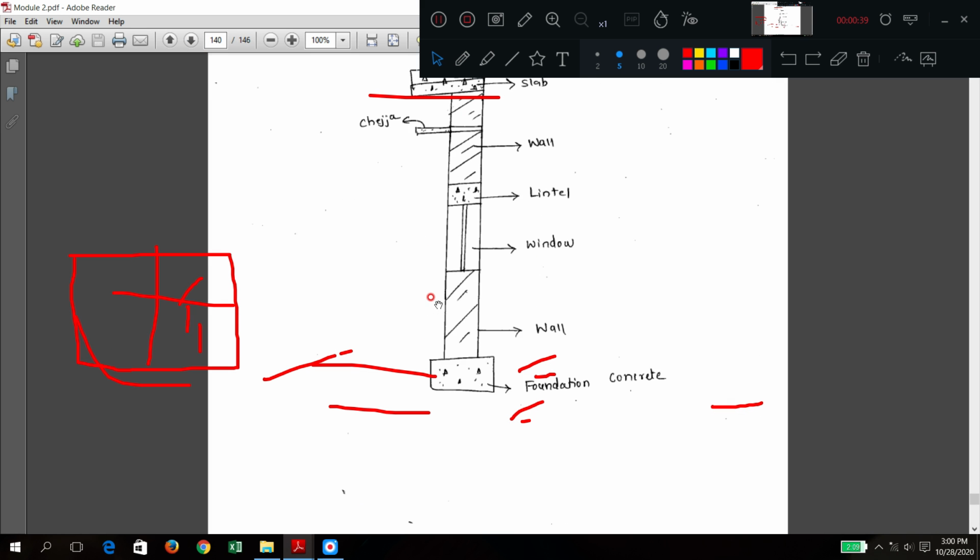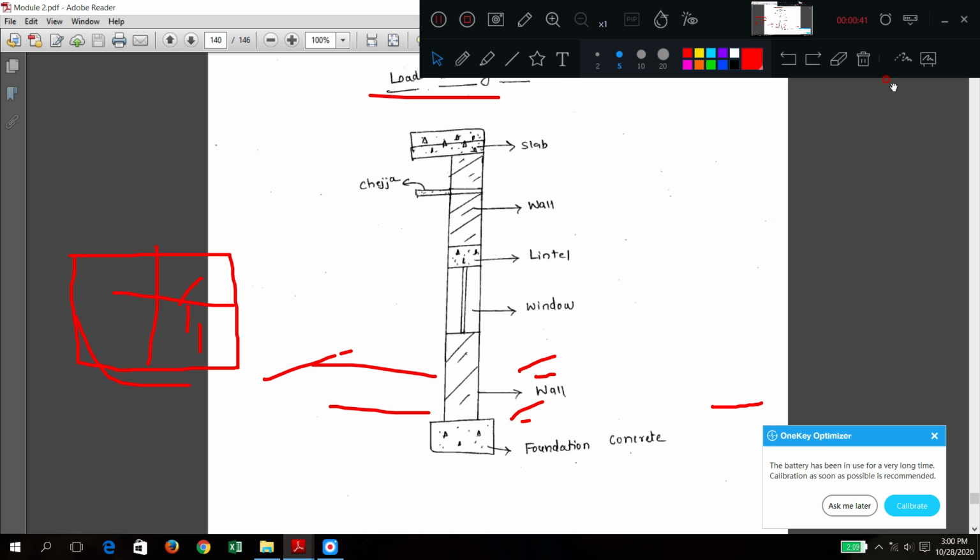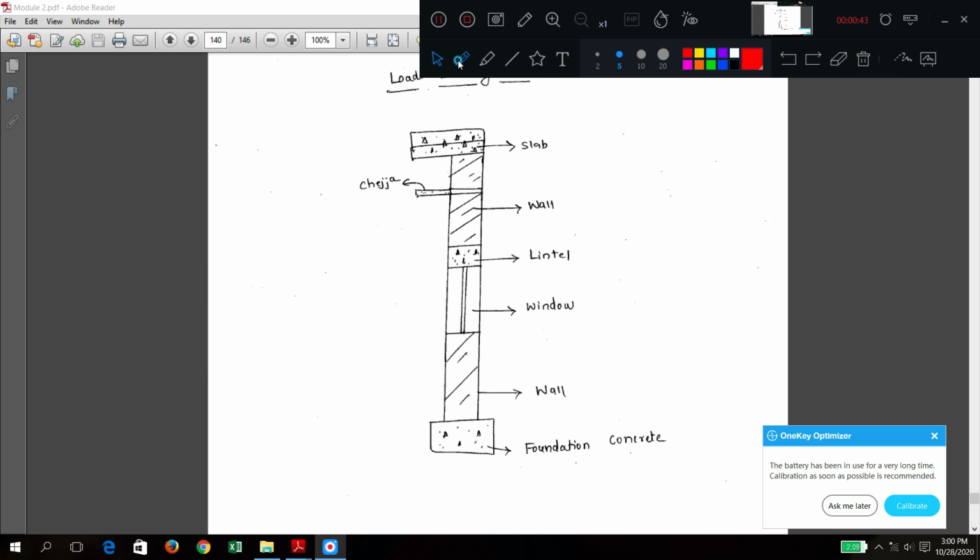Now, if you see this, the typical cross section of a load bearing wall. Load bearing walls take the load from the top, maybe from a slab or any other floor or beam, and transfer it to the bottom, such as the foundation. That is the load bearing wall.